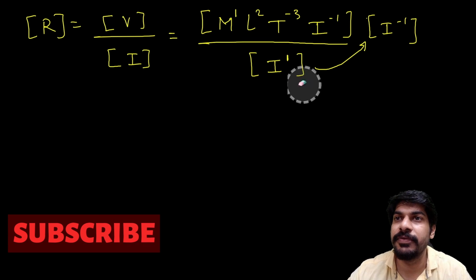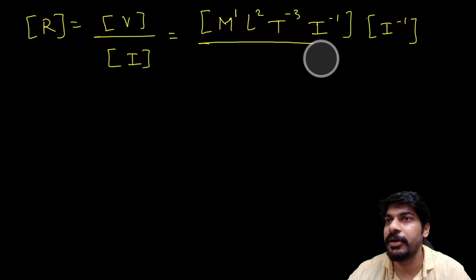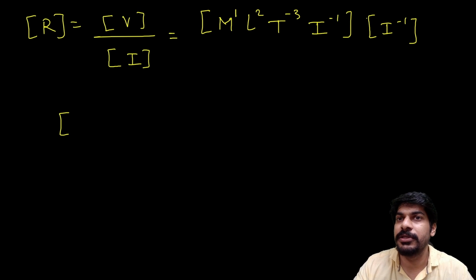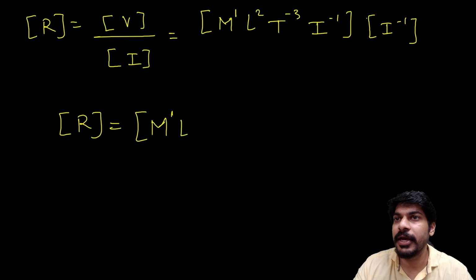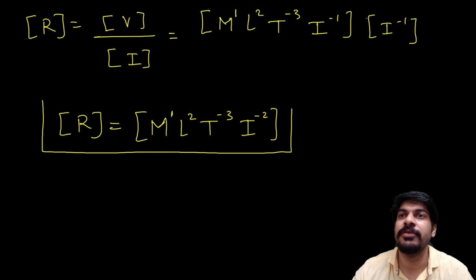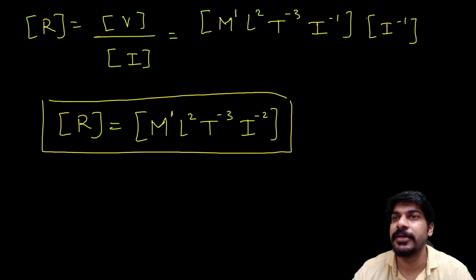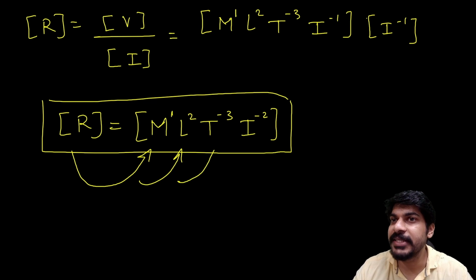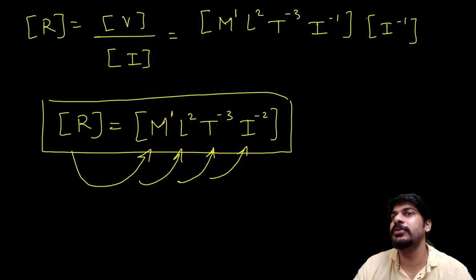So we can cancel this from the denominator, and finally what we will have is the dimensional formula for R will be equal to M1 L2 T minus 3 and I minus 2. That's it. This is the dimensional formula for resistance, that is R. We can read this as resistance has dimensions 1 in mass, 2 in length, minus 3 in time, and minus 2 in current. That's it. That is our answer.